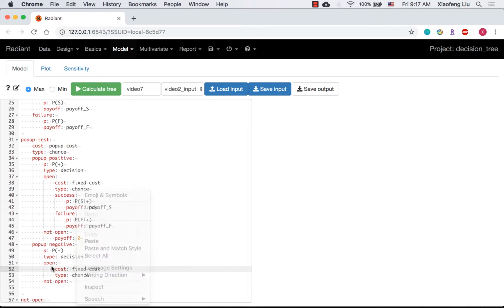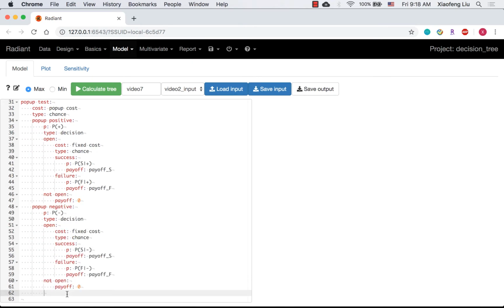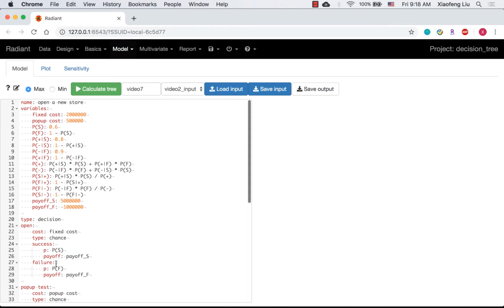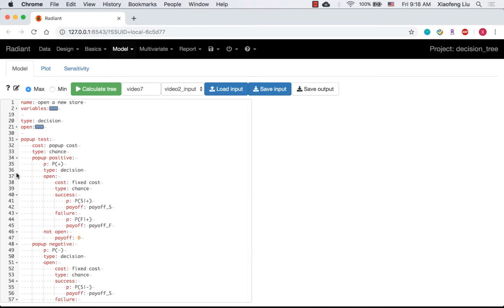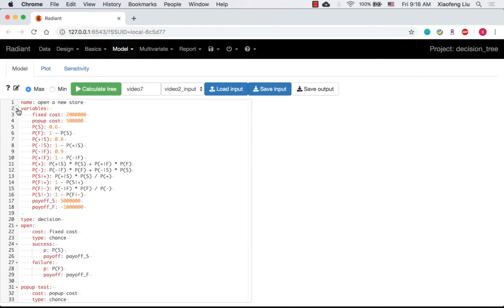This is my subtree of pop-up failure. Do you have the same one? Did you remember the small carrot that we mentioned in video 3? We can use it to fold and unfold the subtree. It might be helpful to check each of your subtrees.